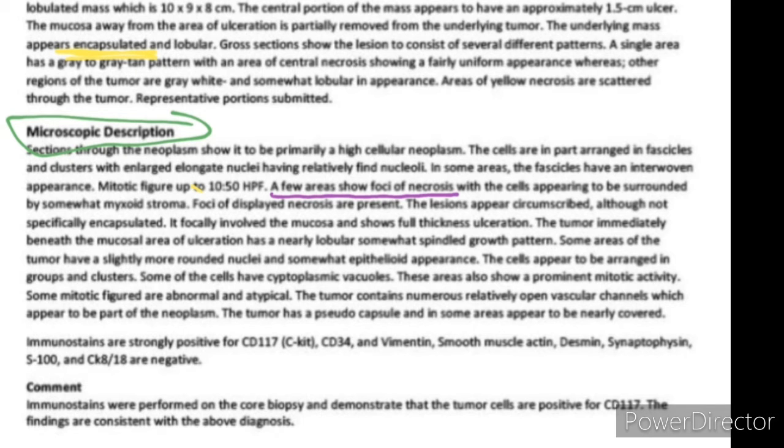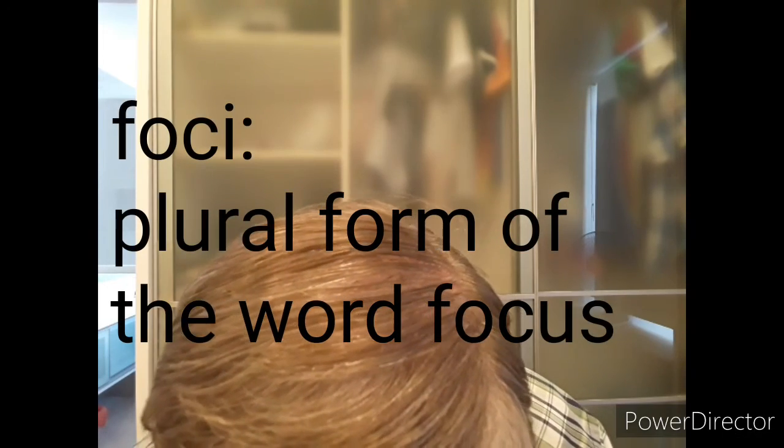Next thing down is the microscopic description. In the microscopic description, there are lots of things that really are not that important. I mean, they may be important, but they're not particularly important to you. They're very technical, and very hard to read and understand. So you might want to read through it and try to pick out a few things that seem to be important. Here I just underlined one in purple. It says a few areas show foci of necrosis. Necrosis means dead tissue, and foci mean focal points, so areas of dead tissue.